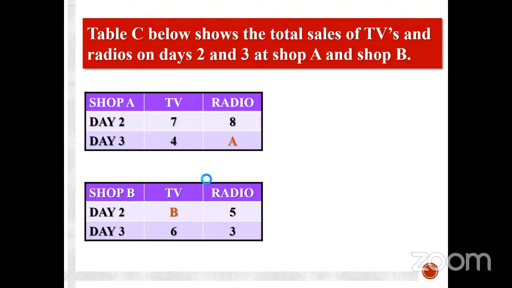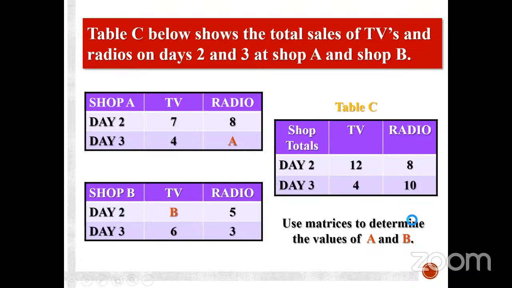Now, look at this. In everything that we do, this little topic that replaces numbers with letters must show up, all right? Because we deal with a lot of variables in life. So we're going to see table C. Let me hurry up and show you table C. Table C below shows the total sales for TVs and radios on days 2 and 3 at shop A and B. Use matrices to determine the values of A and B.